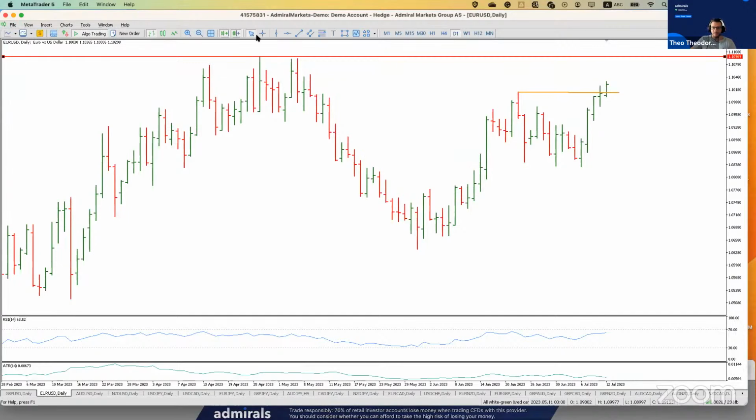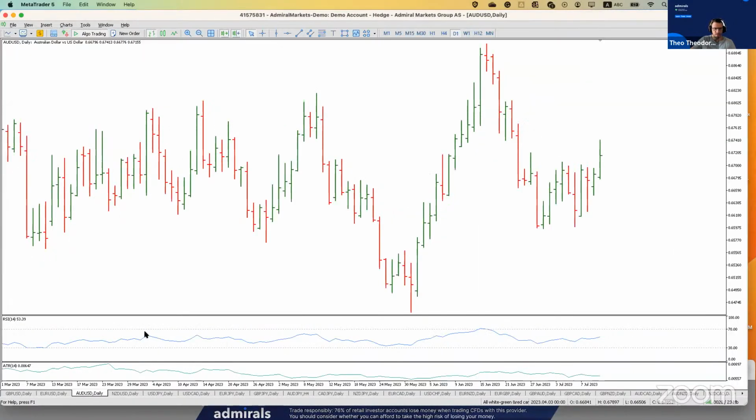Now, we have this high, and we keep looking for more bullishness on the Euro US dollar. Next, Australian dollar US dollar. We were looking at this area of resistance.